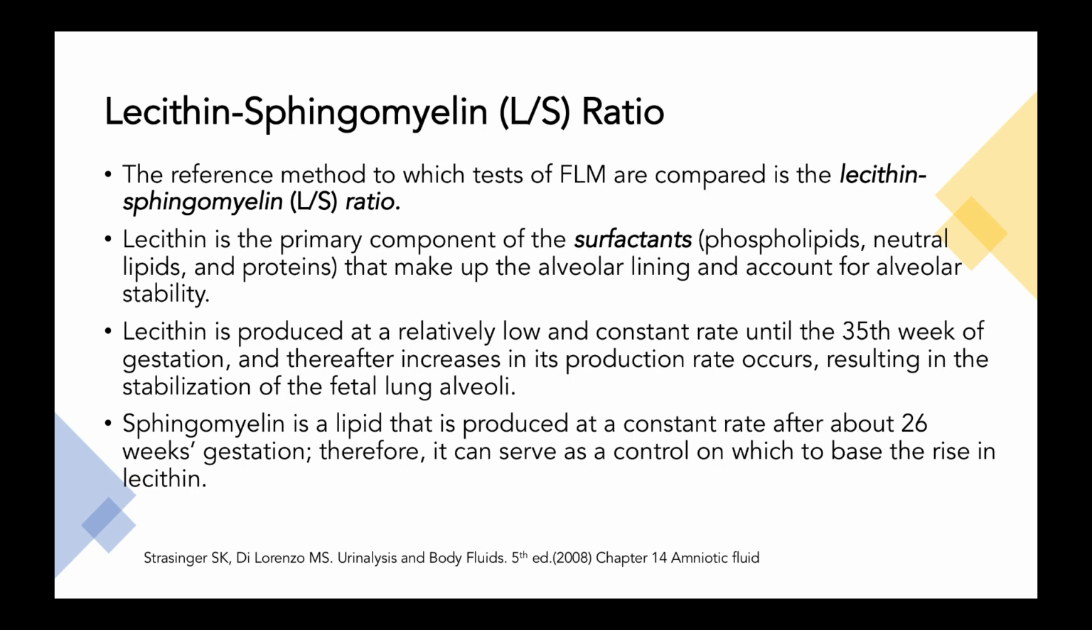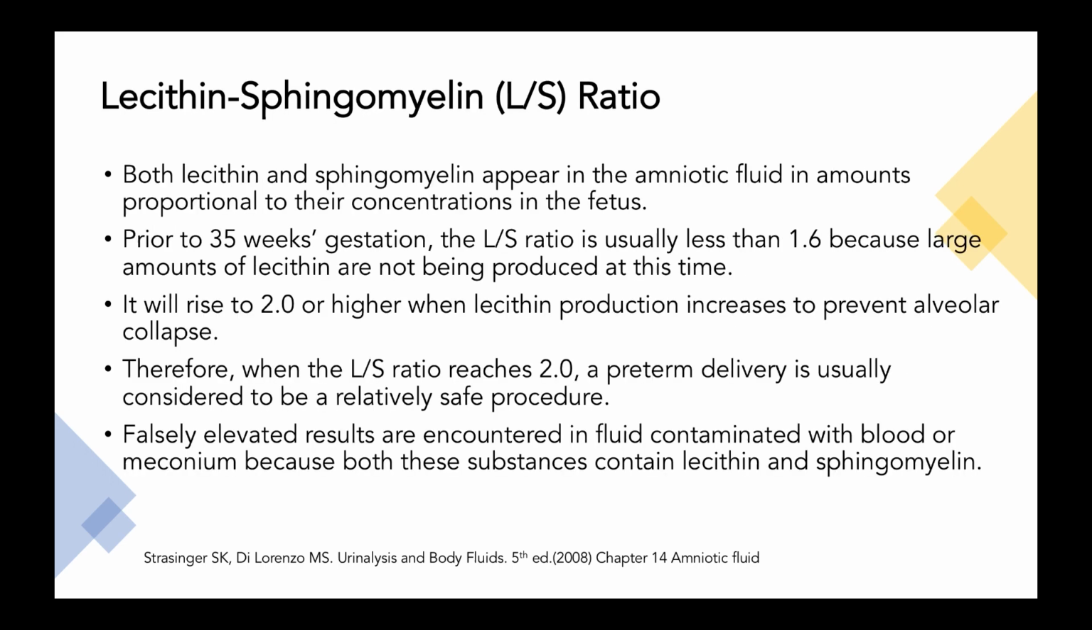Lecithin is produced at a relatively low and constant rate until the 35th week AOG, and then increases in its production rate occur, resulting in the stabilization of the fetal lung alveoli. Sphingomyelin, on the other hand, is a lipid that is produced at a constant rate after about 26 weeks AOG, and therefore it can serve as a control on which to base the rise in lecithin. Both lecithin and sphingomyelin appear in the amniotic fluid in amounts proportional to their concentrations in the fetus.